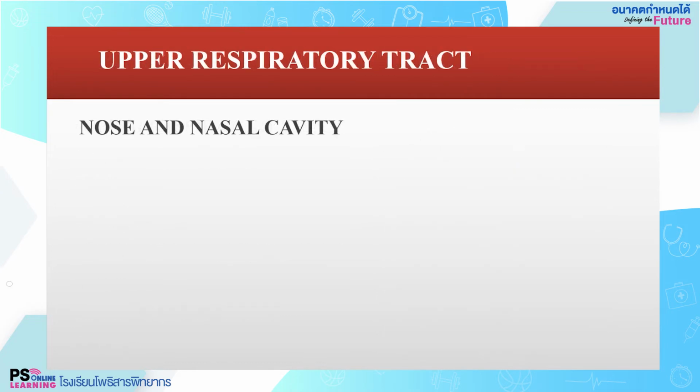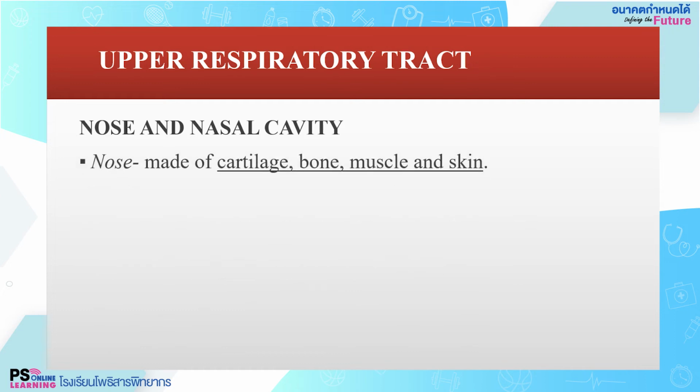Okay, let's start with the upper respiratory tract. First, we have the nose and the nasal cavity. These are the first section of the body's airway. The nose is the structure of the face, which is made of cartilage, bone, muscle, and skin. It supports and protects the anterior portion of the nasal cavity.